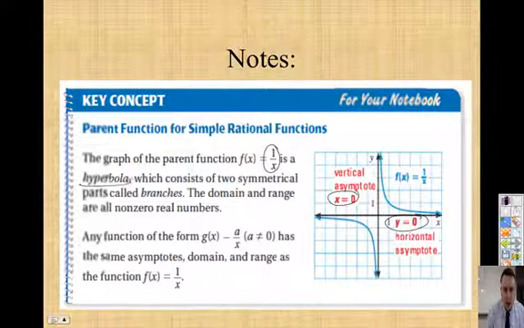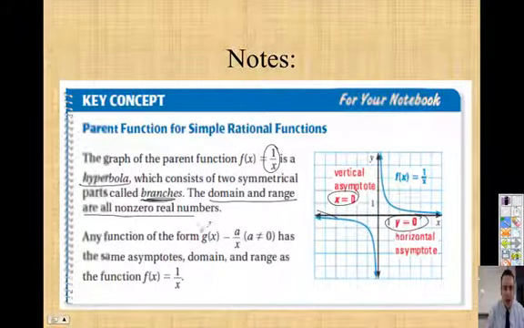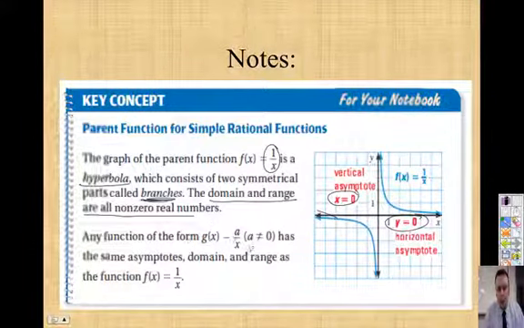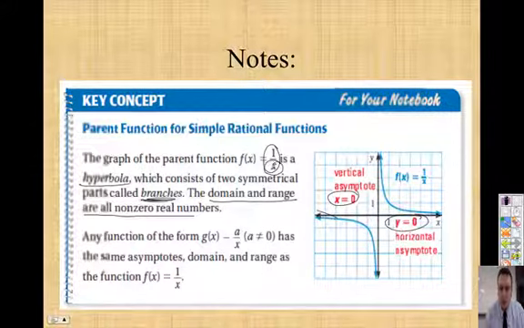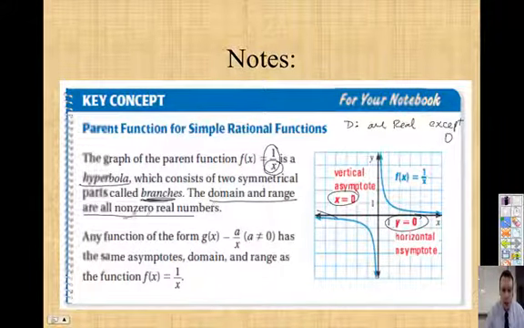Notice it says it's called a hyperbola, which is two symmetrical branches. I told you. Here's a branch. Here's a branch. The domain and range are all non-zero real numbers. Meaning, look at this right here. What can't x be? x can't be 0. Could it be negative? Yes. Could it be positive? Yes. It can't be 0. So the domain is all real, everything except 0. So that's why they say non-zero real numbers. Even the range.